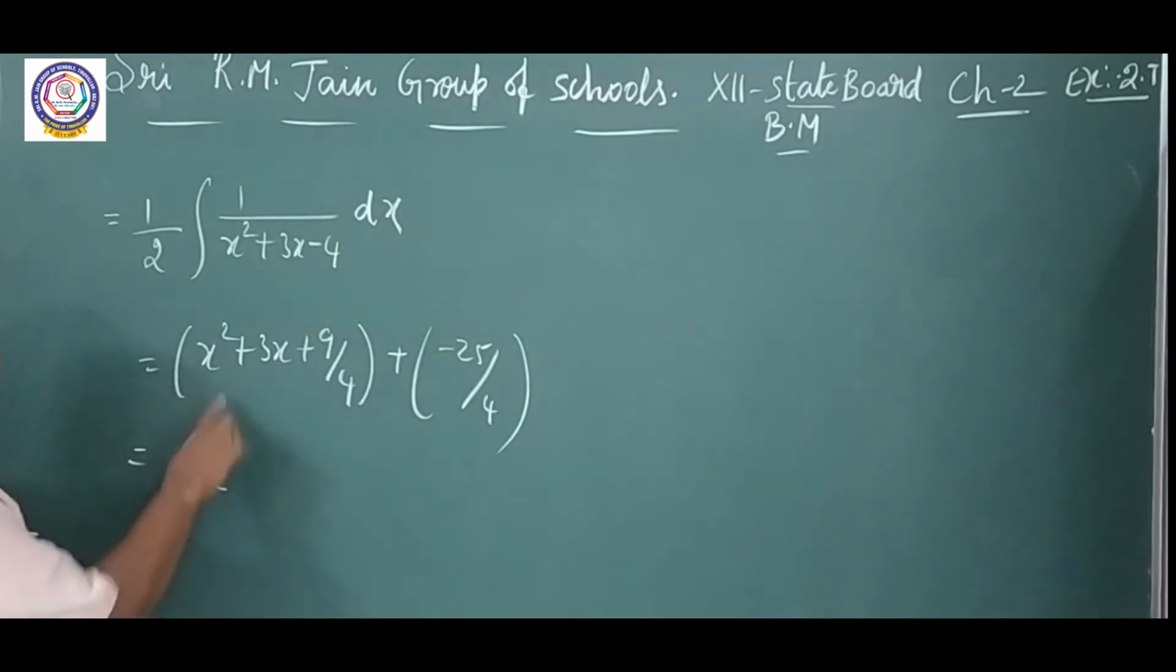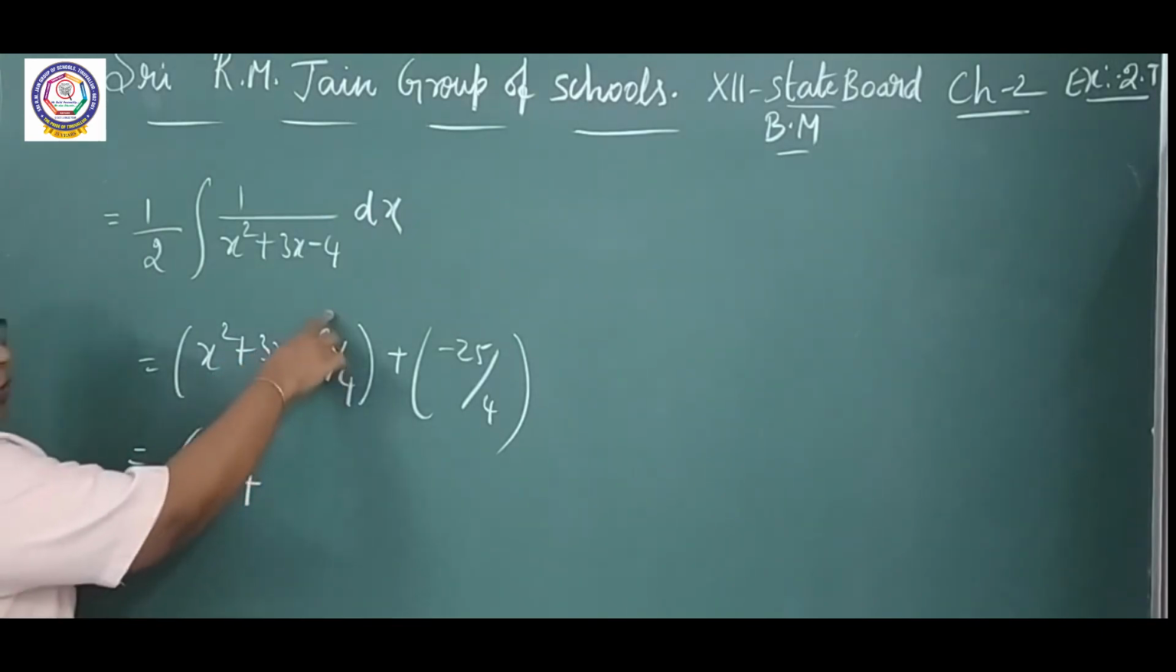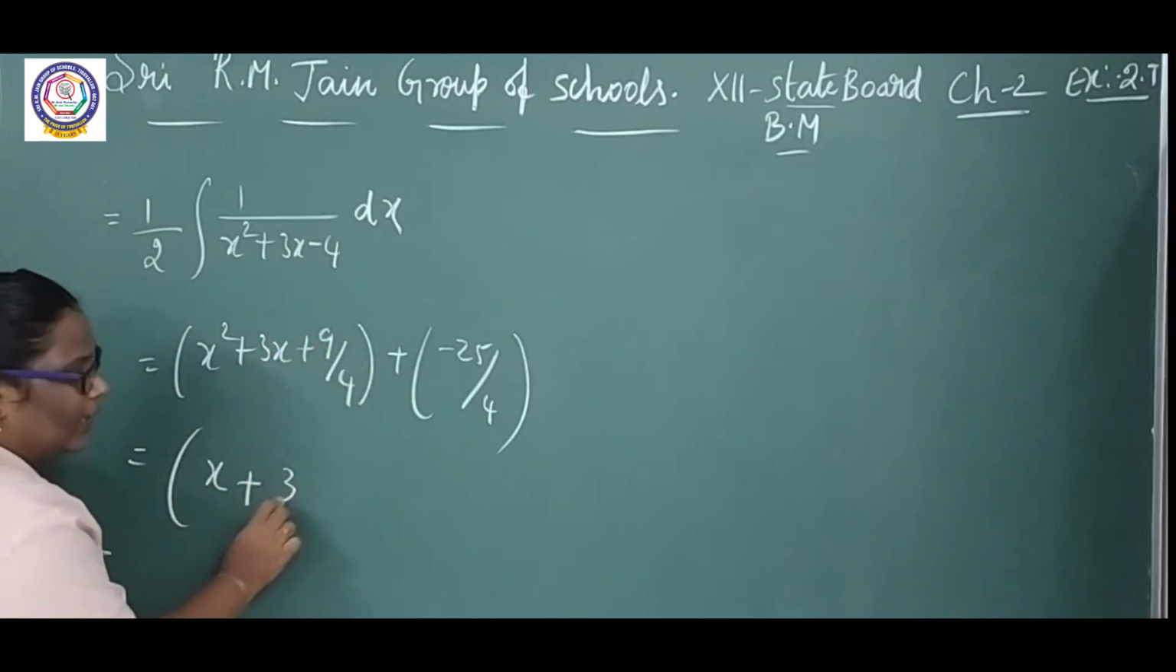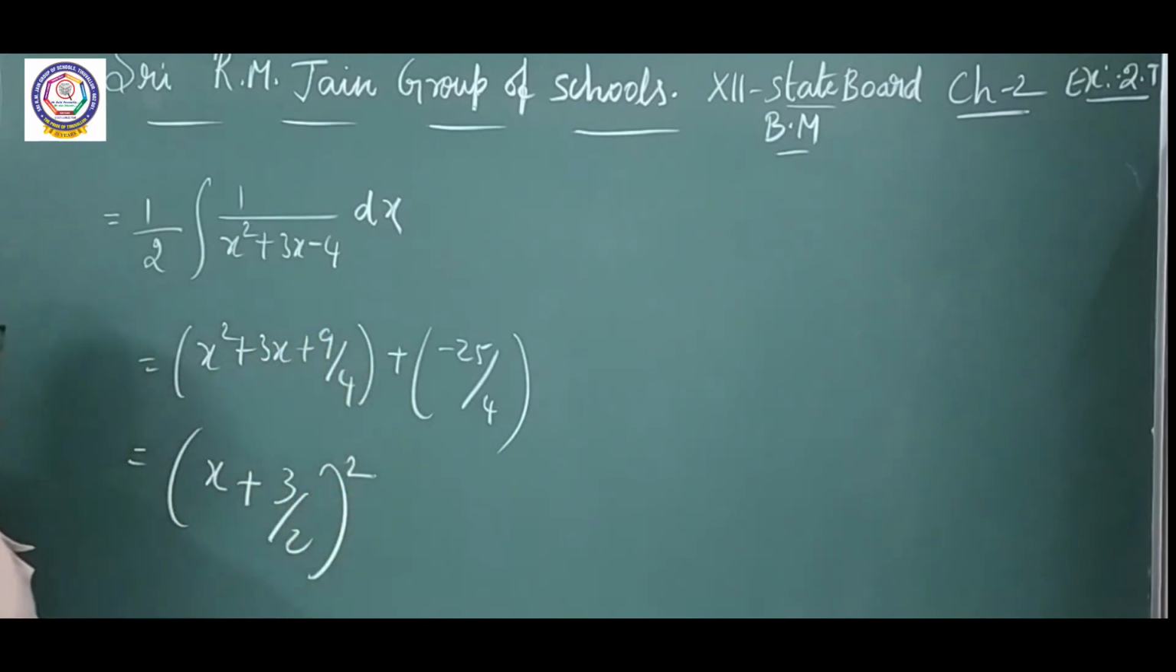See, x plus, what is the square root of 9 by 4? 3 by 2 the whole square.